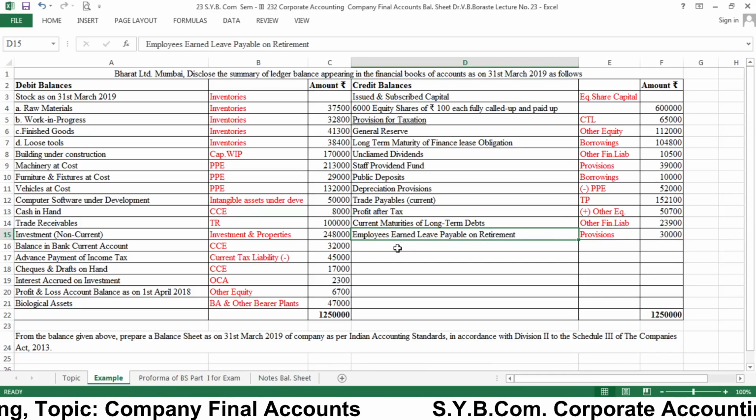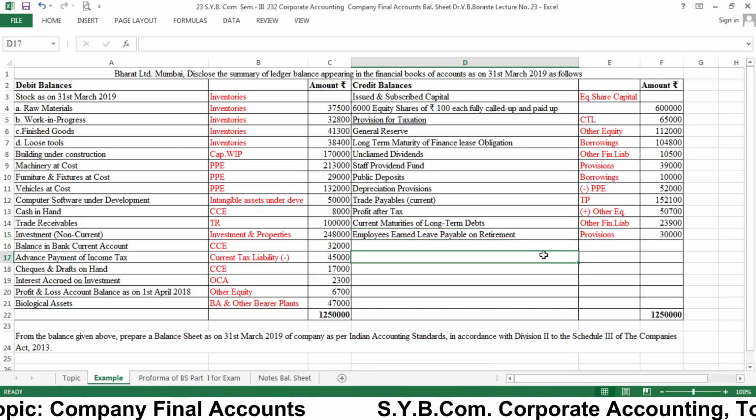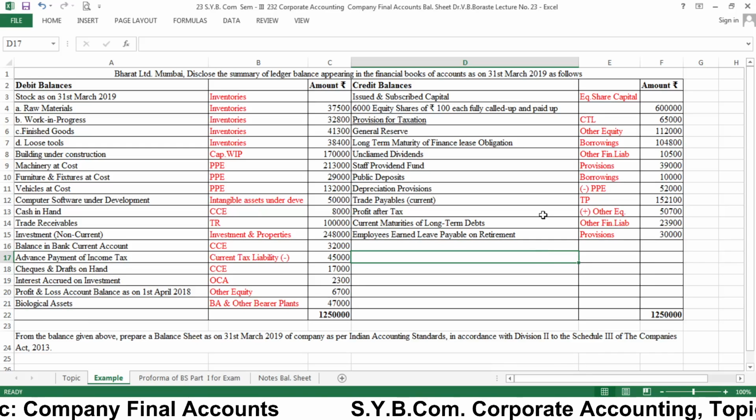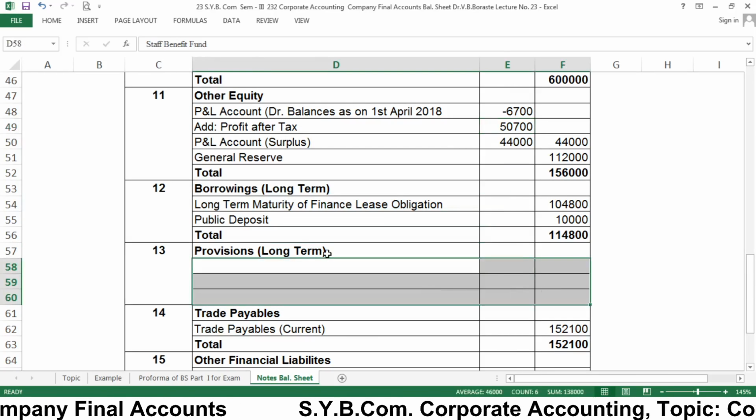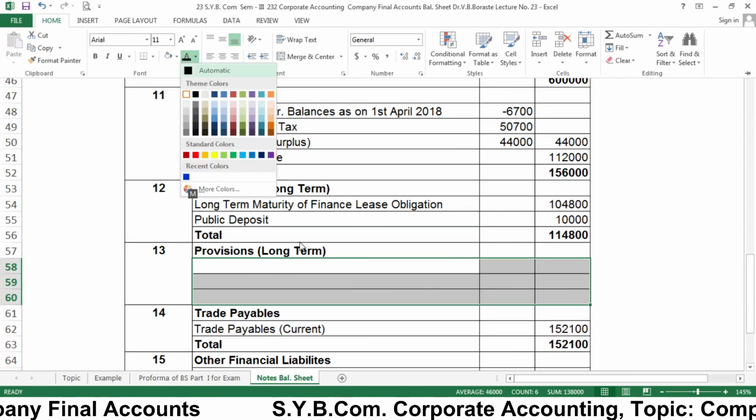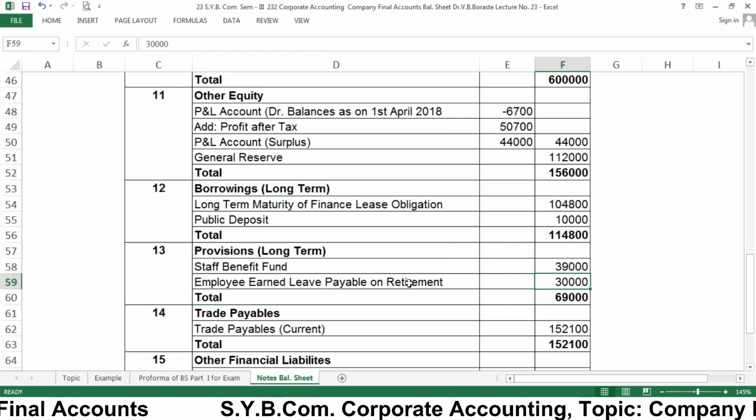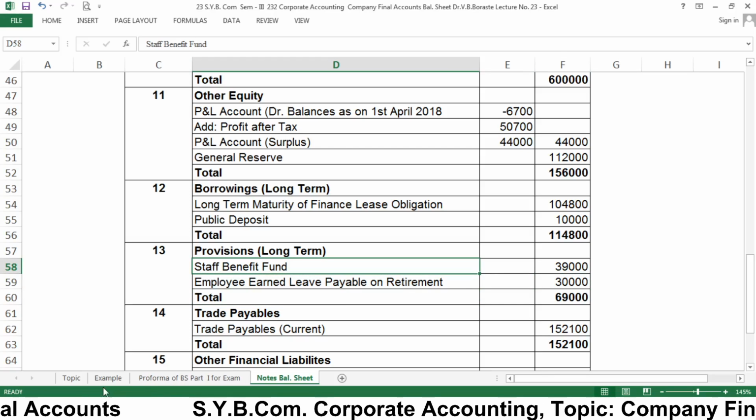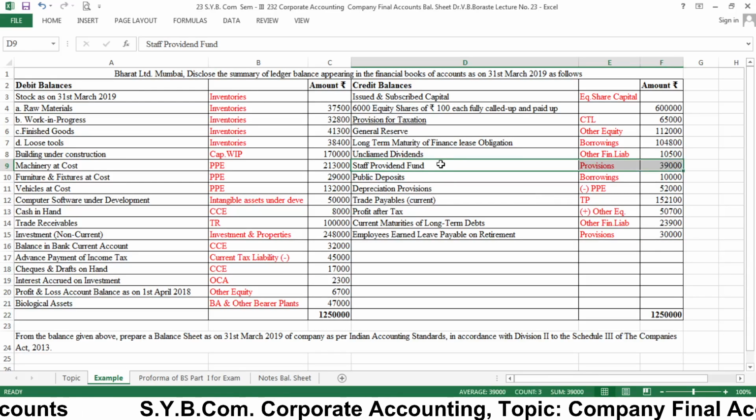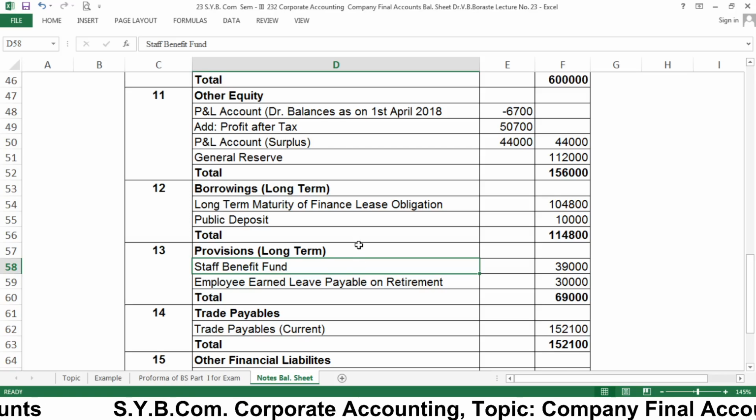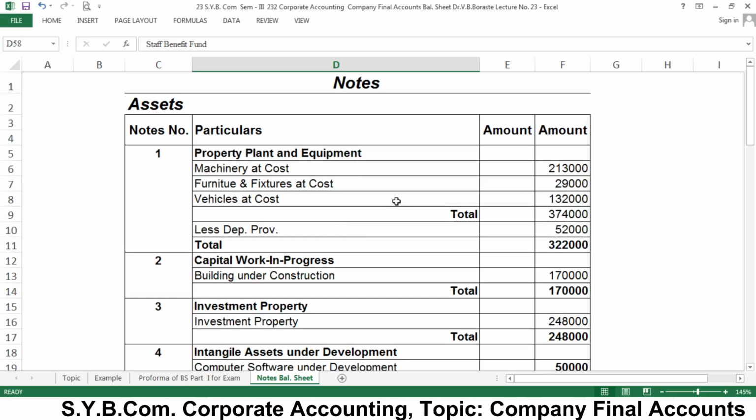After that, the last item is employee earned leave payable on retirement. That means on the retirement of an employee, we have to pay some amount, that is a provision. So under the head provision, we have to mention any kind of payment to employees which has to be made in future, that is employee earned leave payable on retirement, that is 30,000. Staff benefit fund we have already recorded of rupees 39,000. Here this is staff provident fund 39,000. So in this way we have to calculate the various notes.